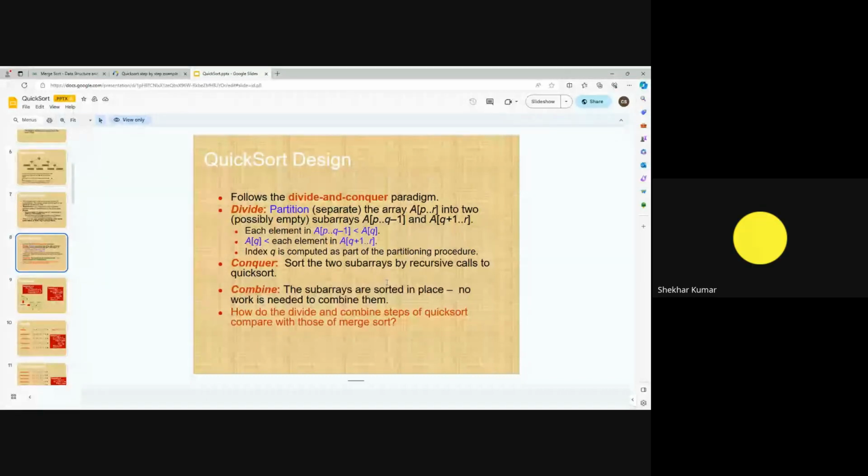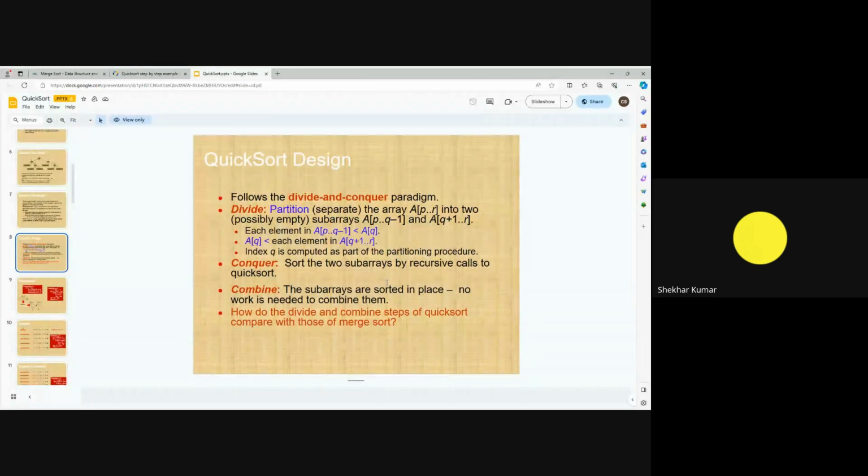Okay. Then quicksort. The quicksort algorithm also follows the divide and conquer approach. This algorithm was developed by Tony Hoare, a computer scientist, in 1959. For developing this algorithm, he was awarded the Turing Award, also called the Nobel Prize of Computer Science. This sorting algorithm became very popular due to its efficiency and simplicity.